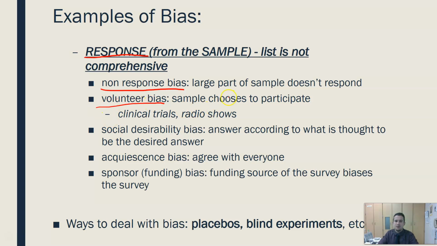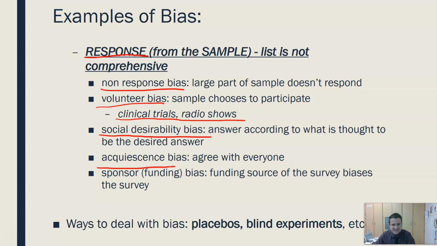Volunteer bias, sample chooses to participate. So like surveys on Facebook or surveys that the radio sends out, when people just have an option to choose, that's often not a very good selection of people because sometimes those people are heavily invested in the survey and their responses will be biased. Social desirability bias, answer according to what is thought to be the desired answer. Sometimes instead of answering honestly in a survey, people will answer just to please whatever the survey person is trying to get across.